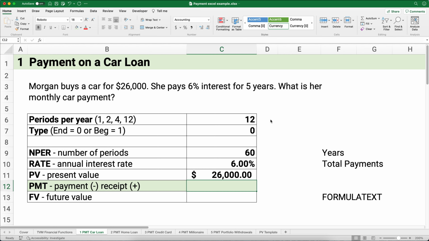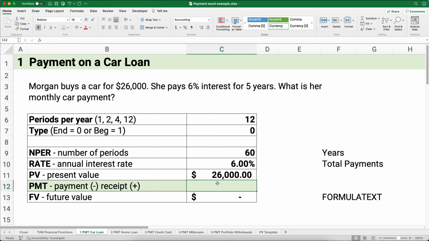Now, does that need to be positive or negative? Well, we're borrowing $26,000, so it's like we're receiving $26,000, and we're going to make a payment of some amount each month to pay that loan off. And the amount at the very end is going to be 0. So we need to calculate the payment on this loan. What does it take to pay off this loan in exactly 60 months? It's going to be the same payment every time.